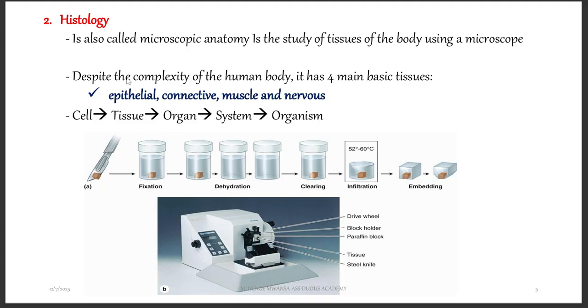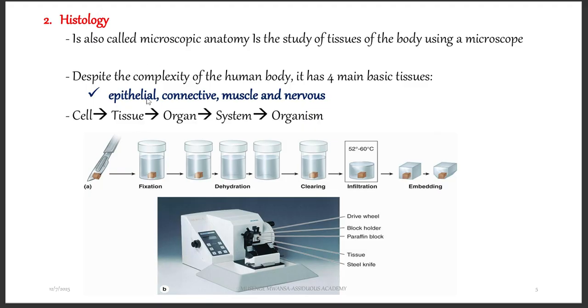The first tissue that we have is called epithelial tissue. And when we start discussing histology, the first topic we'll talk about is epithelial tissue. The next topic is connective tissue, and then muscle tissue, and then nervous tissue, in that order. After we discuss the tissues, we go to the organs. So, however complex the human body is, it is only divided into these four tissues.